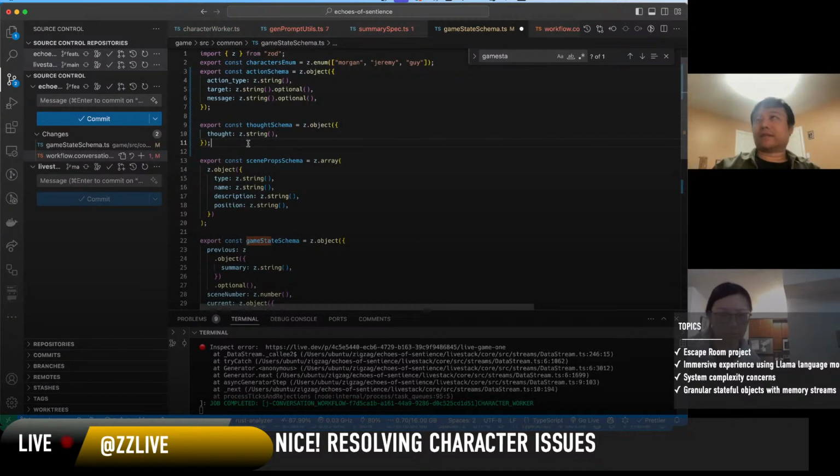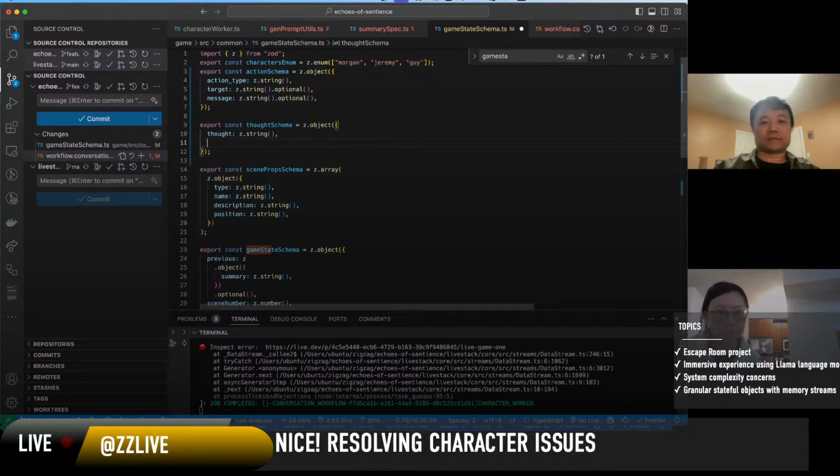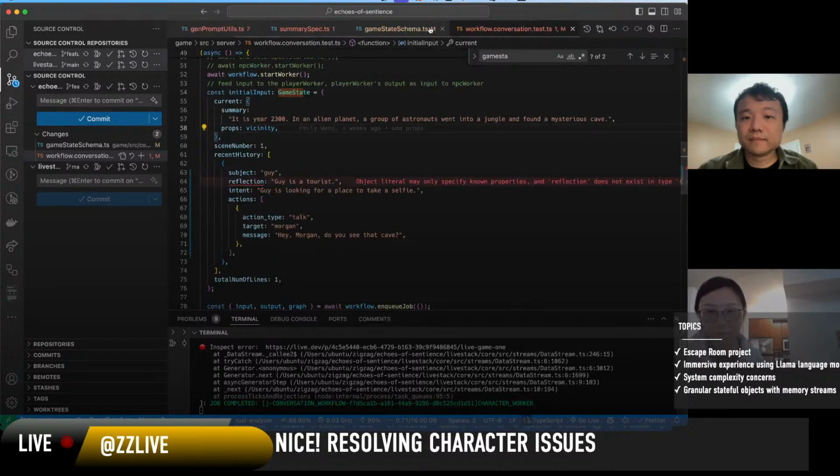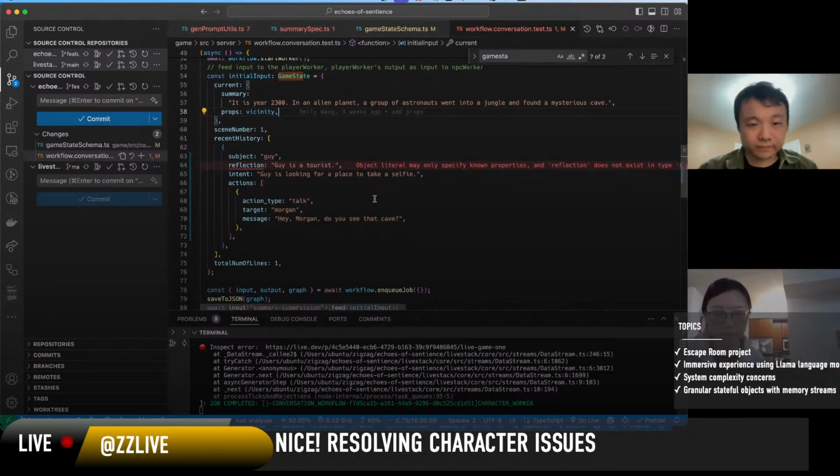I think thought is just intent, you know? Sure. Yeah, thought is just reflection. Okay, let's just make two things. We have a lot of things: reason, thought. I think we don't need reason. Do we need reason? The only reason we had reason is the LLM is trying to justify. Oh, okay. Yeah.